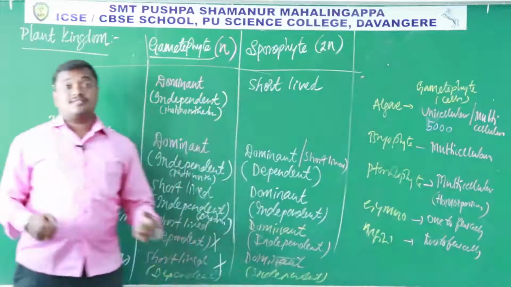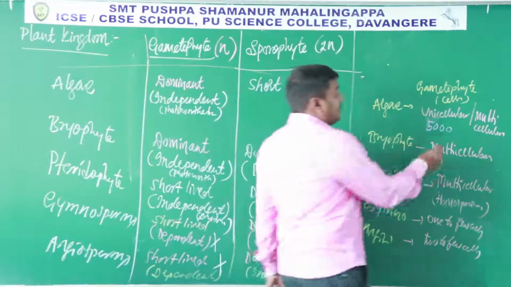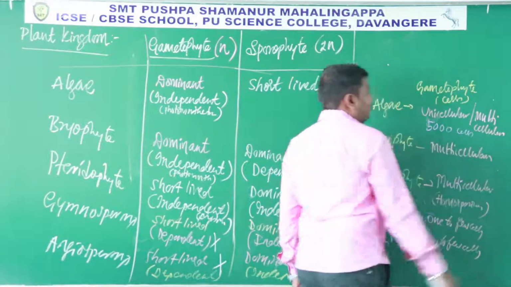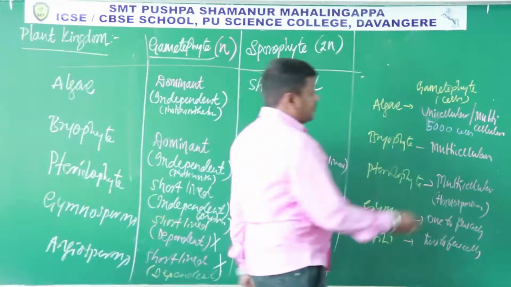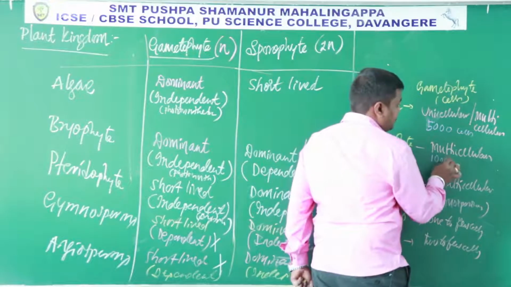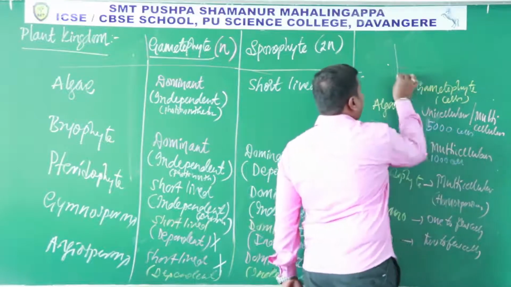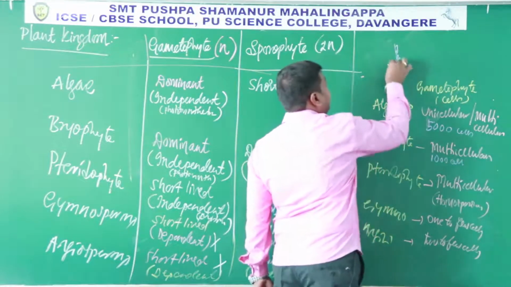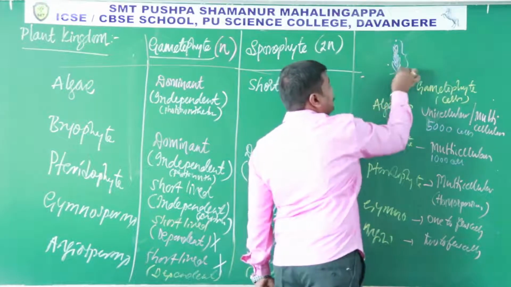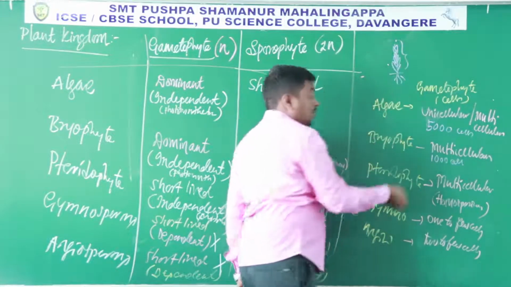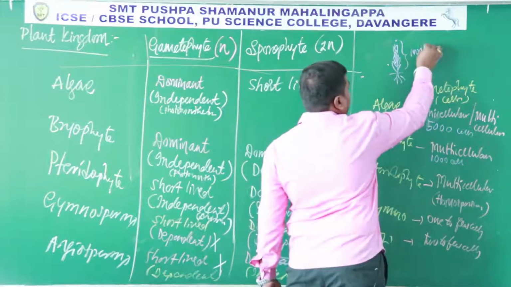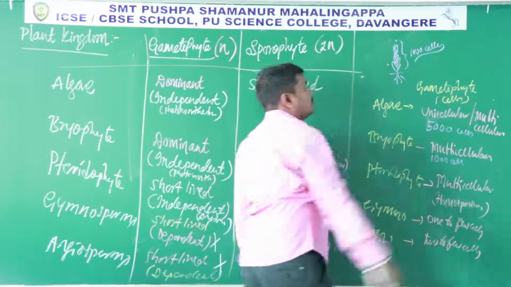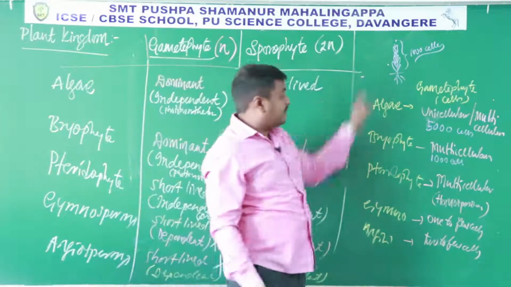So 5000 cells are there in the gametophyte of algae, since it is multicellular, 5000 cells together form one gametophyte. In the same way, bryophytes have around 1000 cells, the main plant, which is a small plant. It is not an exact number, I am taking it just to compare approximately. So total 1000 cells form one gametophyte in a bryophyte.